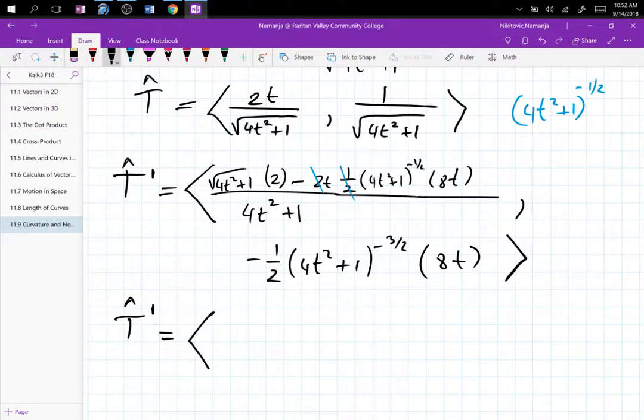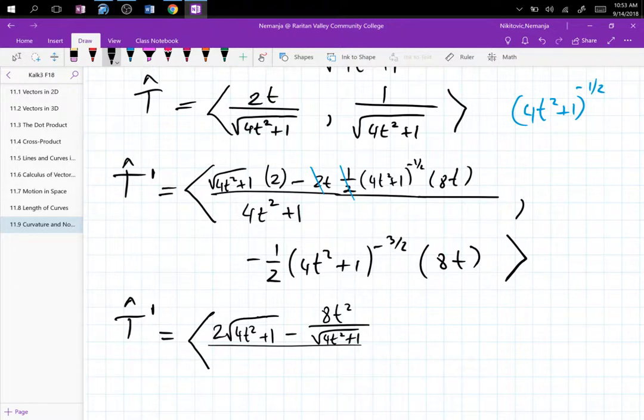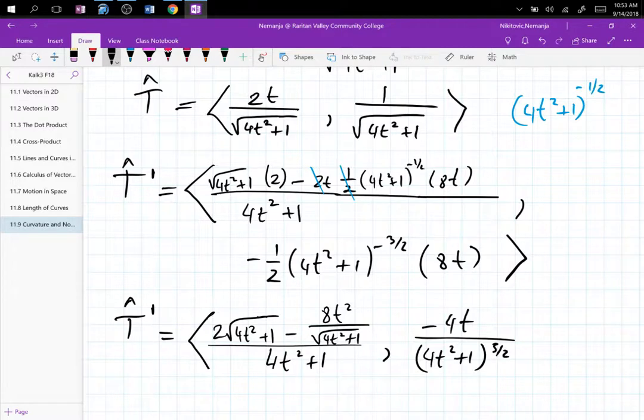Alright, so we have 2 square root of 4t squared plus 1 minus 8t squared over square root of 4t squared plus 1, divided by 4t squared plus 1, comma, negative 4t over (4t squared plus 1) to the 3/2.